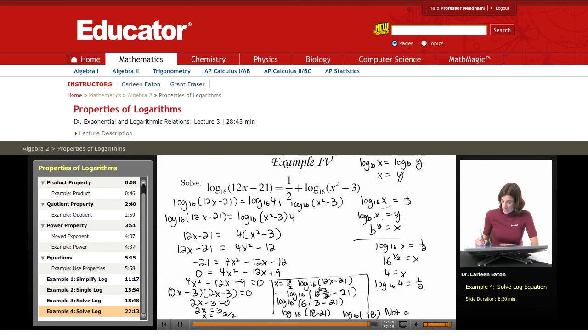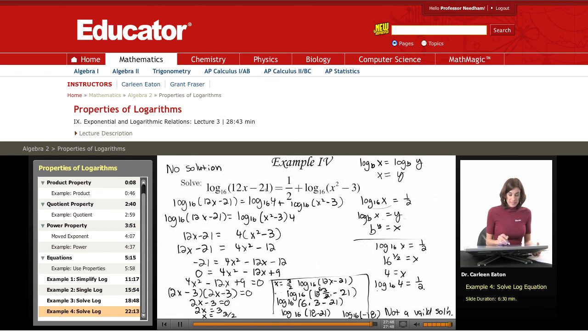Not a valid solution. And since that's the only solution I have, there is no solution to this equation. So, no solution. The only solution I came up with was an extraneous solution.